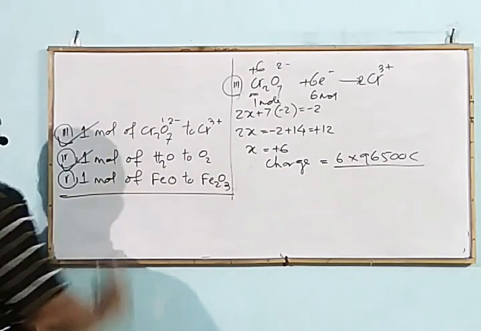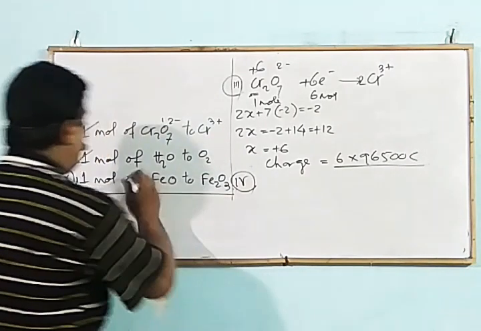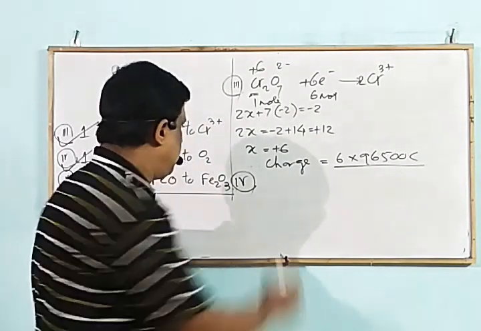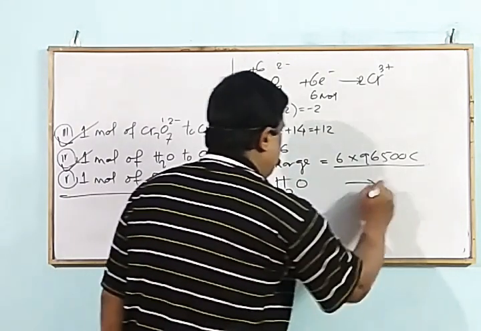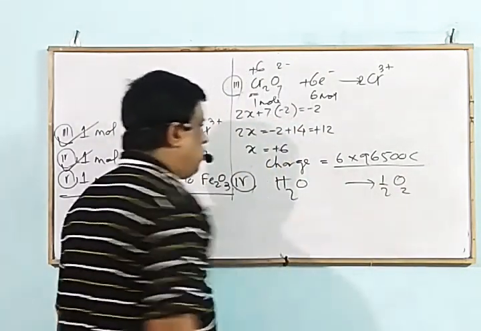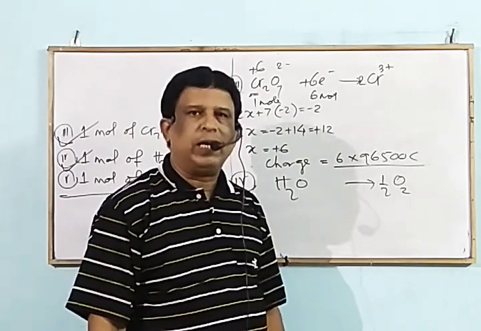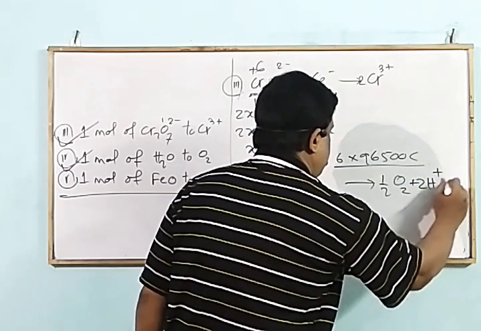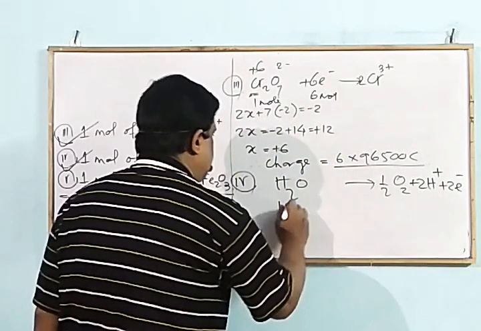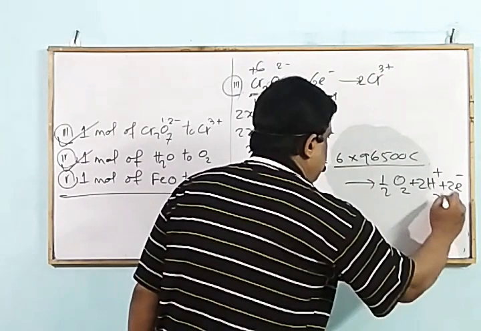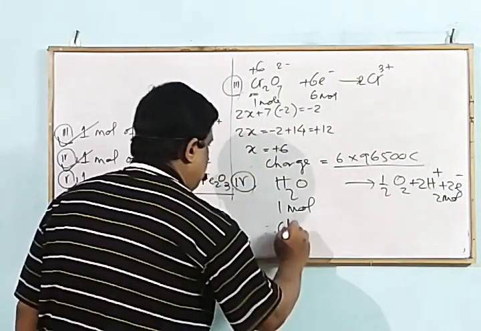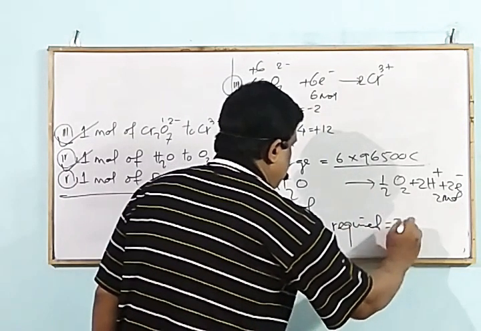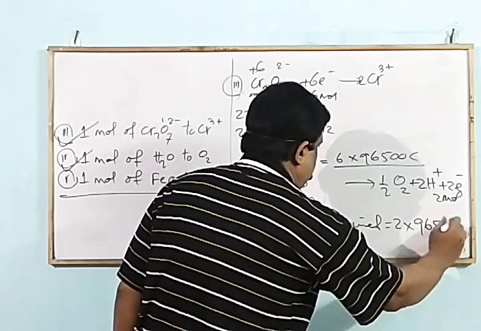Next one, that is the fourth. Conversion of 1 mole of hydrogen peroxide to oxygen. Mark that. H2O2 to O2. We have to balance this equation by the ion electron method. Plus 2 H plus plus 2 electrons. That means 1 mole, it is 2 moles. Therefore, charge required is 2 into 96500 coulomb.